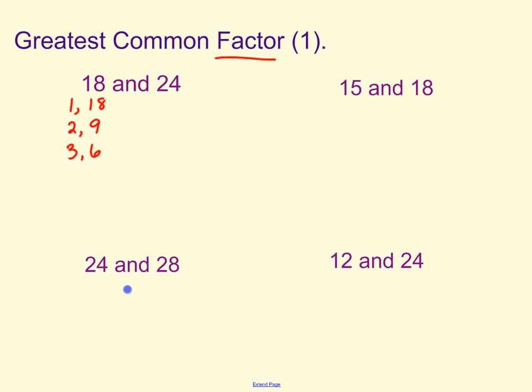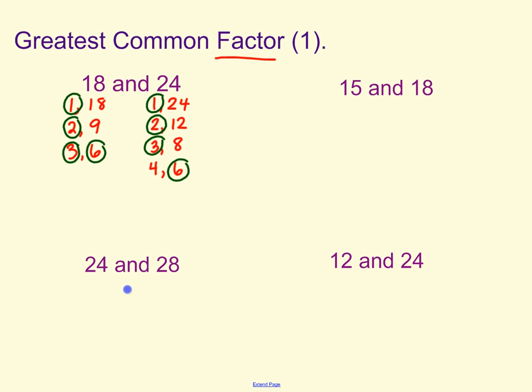Factors for 24, starting with 1. 1 and 24. 2 times 12. 3 times 8. 4 times 6, 5 is not a factor, and 6 we already have up there. So if you notice, these two numbers, 18 and 24, have some common factors. 1 is a common factor for both. You can see 1 is in both lists. 2 is a common factor for both. 3 as well. So what I'm looking for are numbers that show up in both lists, because these are all of our common factors. And I think that's all of them.